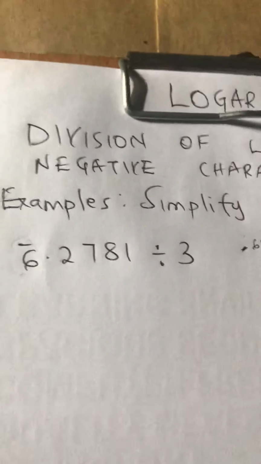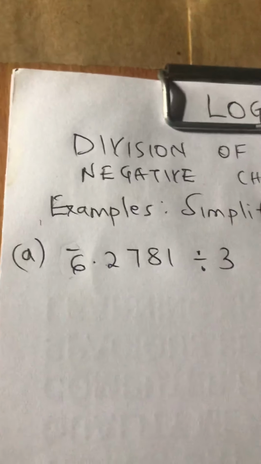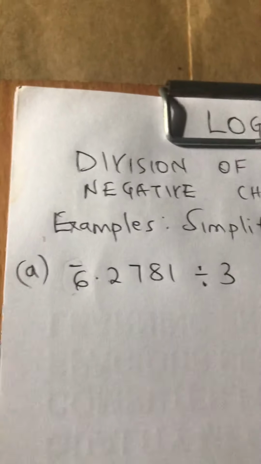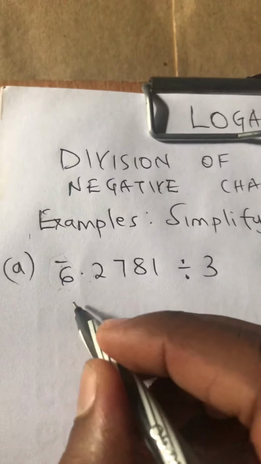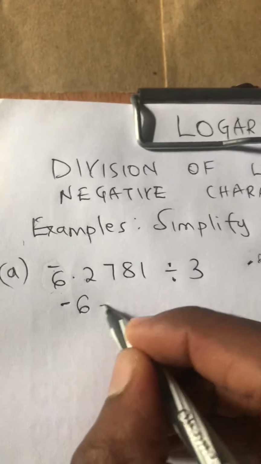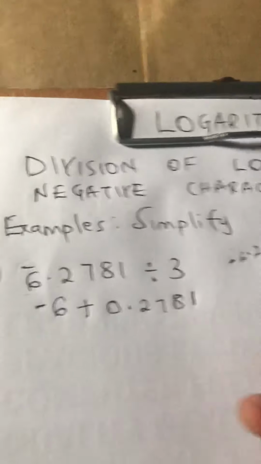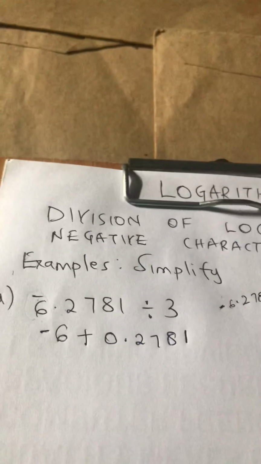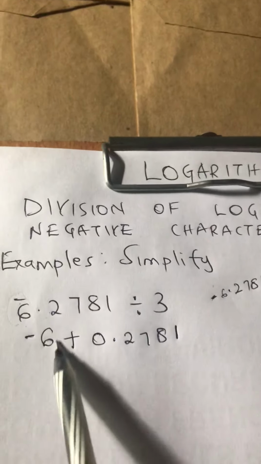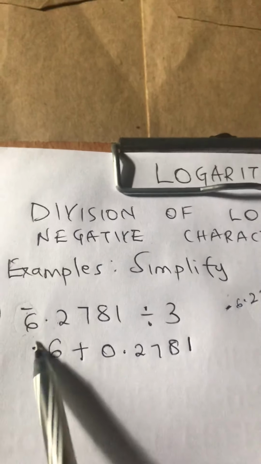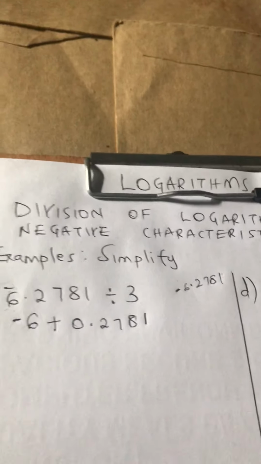All you do, make sure first of all divide. First of all, I mean gawanyisha kazi. Separate. This is bar 6.2781. We can still write it as negative 6 plus 0.2781. Hapo sawa? Nice one, nice one. Remember, hii ilikuwa bar 6. Sasa nimeisema negative 6 because I have already separated the characteristic from the mantissa. Hapo sawa? Nice one, nice one.